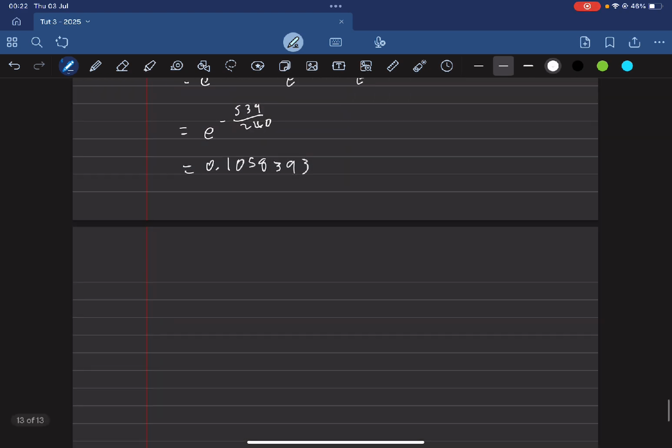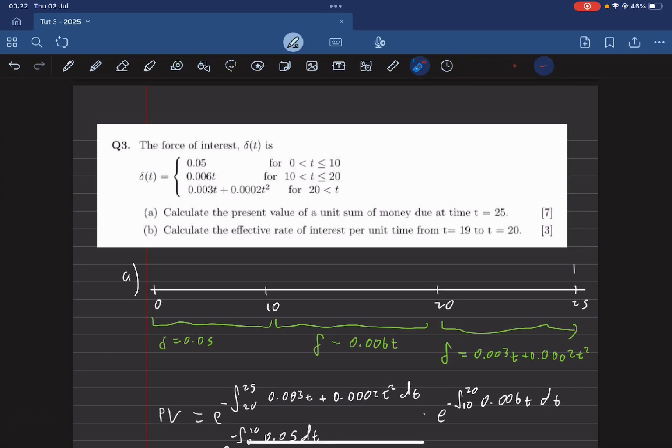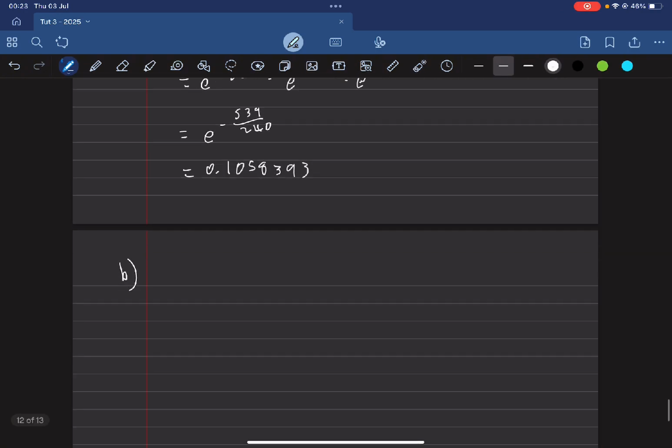Okay, now let's have a look at B. What does B ask us to do? B says, calculate the effective rate of interest per time unit from T19 to T20. Okay, effective rate of interest. So what we probably want to do is find the future value of R1 from time 19 to 20, and then use our formulas. So let's start with that.